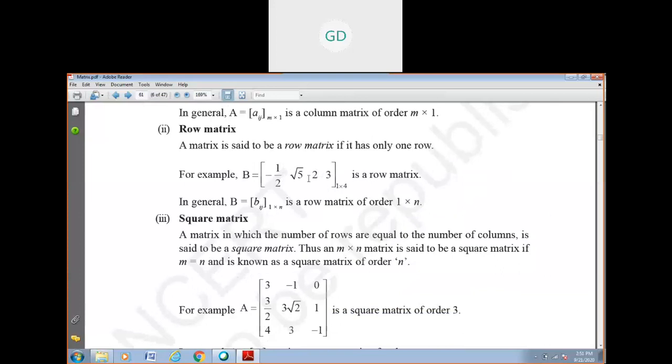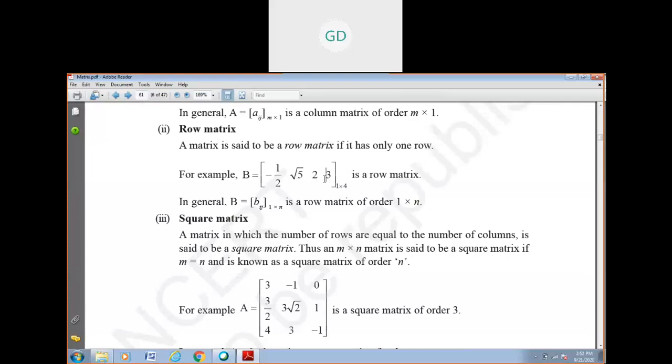In a row matrix, there is no restriction on the number of columns, so here 4 columns exist because there are 4 elements. If you consider 5 elements, the number of columns will be 5. If you consider 10 elements, the number of columns will be 10. So the number of columns doesn't matter here, since it is a row matrix. Only the number of rows must be 1. So a matrix having a single row is called a row matrix.